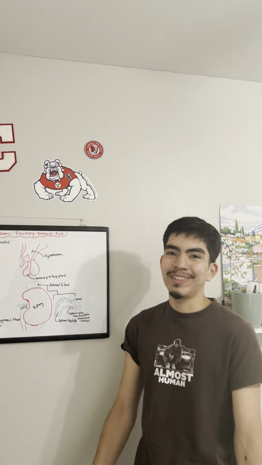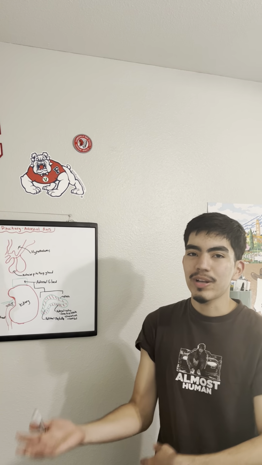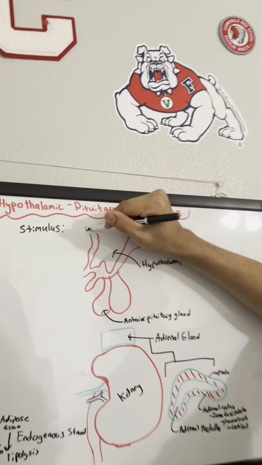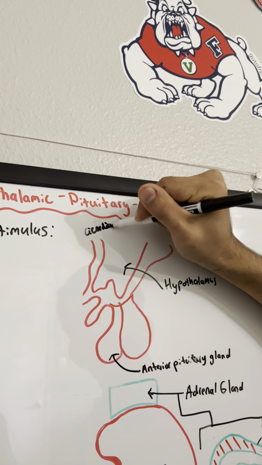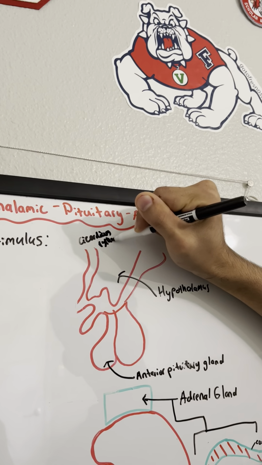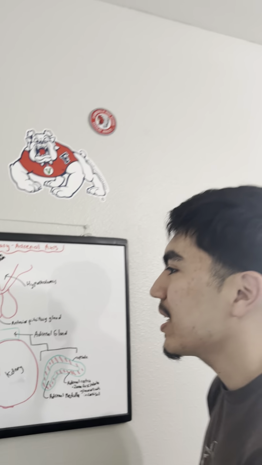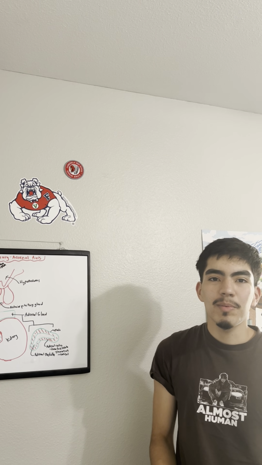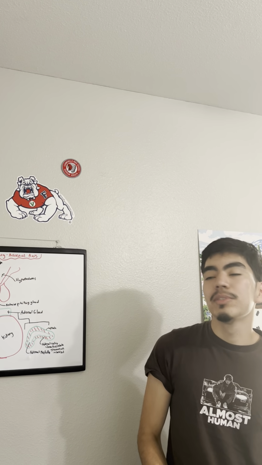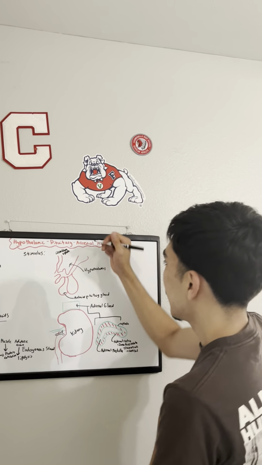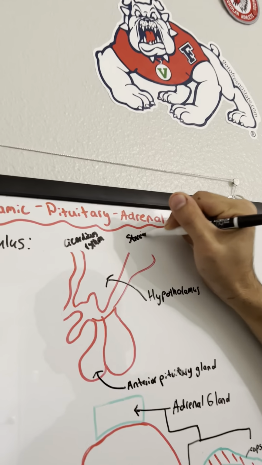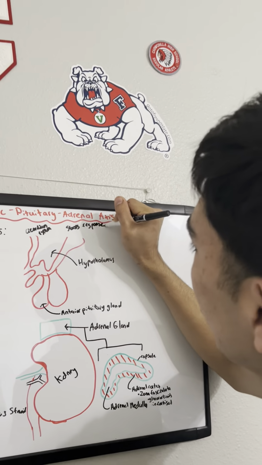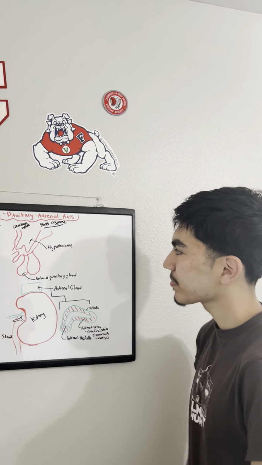What happens in order to get things going? So we have two stimuli. First of all, we have circadian rhythm, which is basically that we have cortisol being released naturally throughout the day, and it has a period of time where it's more elevated than other times. We also have stress response, which is what our patient has. So this would be the stimulus for him.